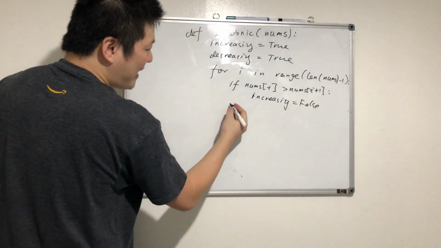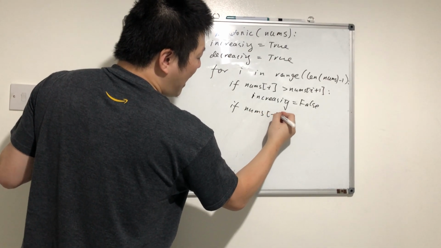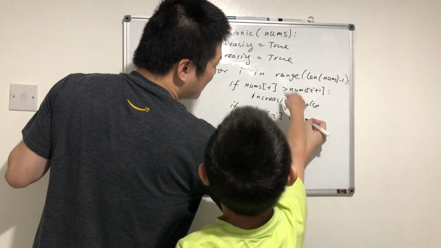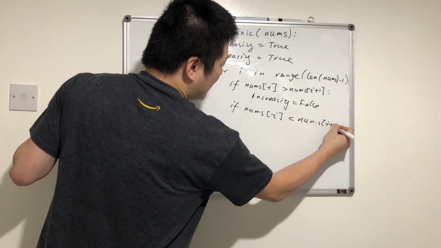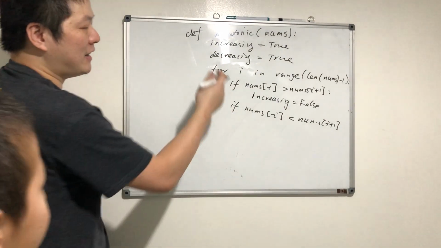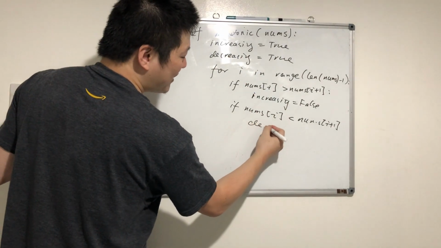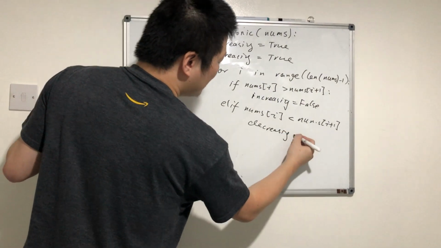Then if nums[i] is smaller than nums[i + 1], that is, the current number is smaller than the next number, then decreasing is set to false, yeah? Am I right? You can use elif here.